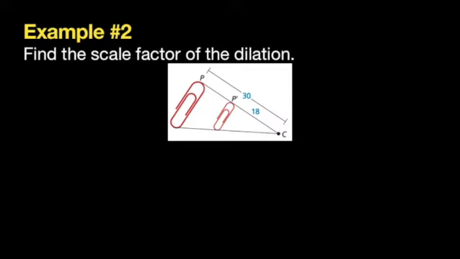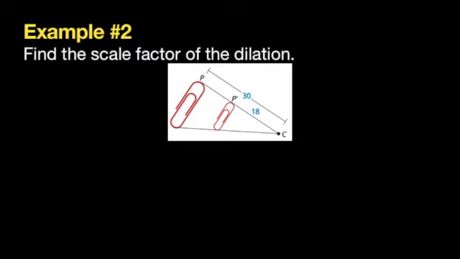Example 2. Find the scale factor of the dilation. In this case, we're comparing the sizes of paper clips. In the first one, we have P, which is the large one, and then P prime is your smaller one. So we're moving from a large object into a small one. That means our scale factor is going to be between 0 and 1.